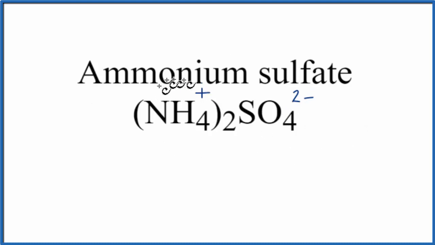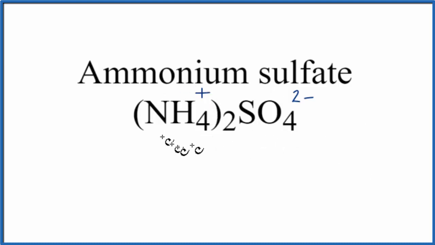Because of that, the positive ions, the two ammonium ions, are attracted to our sulfate ion, which has the 2- charge. That attraction forms a bond between ions. We call that an ionic bond. Let's talk about each of the ions for a moment.